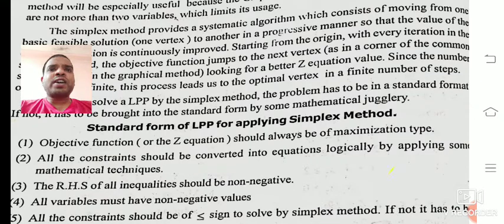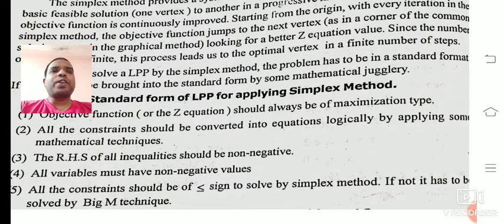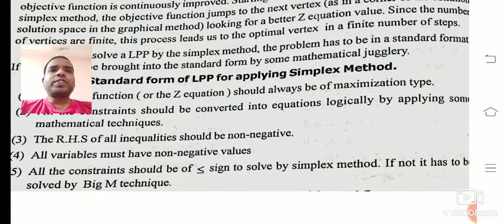Next, the third one is that the RHS of all inequalities should be non-negative. The third point is very important. Fourth, all variables must have non-negative values. Fifth, all the constraints should have the less than or equal to sign to solve by the simplex method. If not, it has to be solved by the big M method. The sign is very important here.